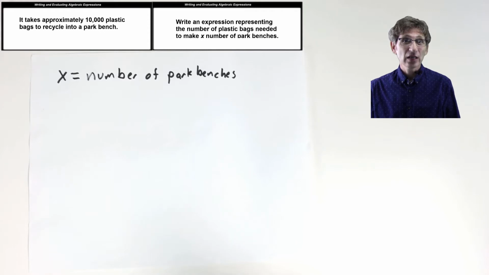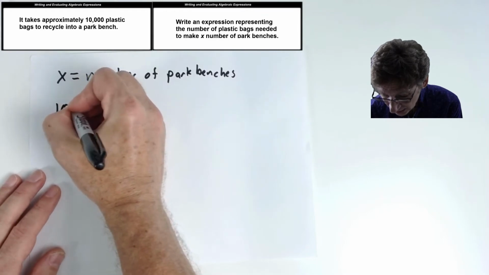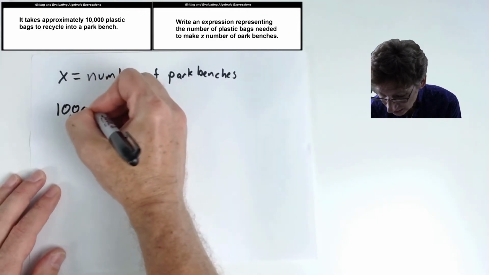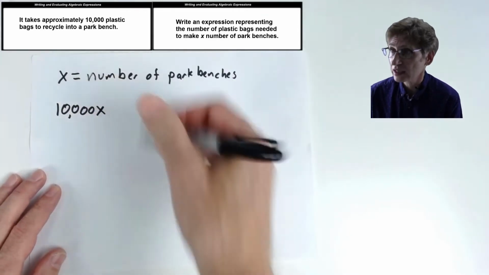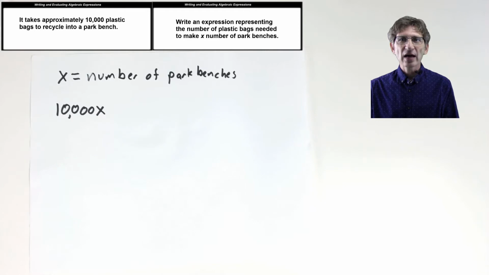each park bench. So that's a grouping situation. 10,000 plastic bags in X groups. So we could write that as 10,000x. That is our algebraic expression. Cool. All right. So now what are we going to do with this? Well, this is a pretty useful expression to have if we want to know the number of plastic bags to make any particular number of park benches.